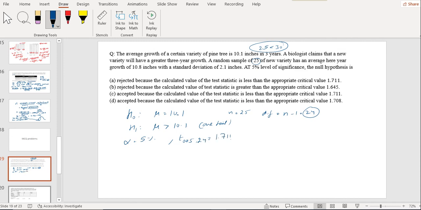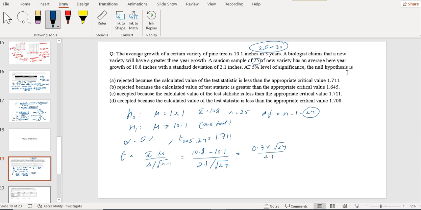Okay, so now we calculated the t-test statistic. This is equal to x bar minus mu upon s upon square root of n minus 1. X bar is given as 10.8 and mu is given as 10.1. And the sample standard deviation is given here as 2.1, divided by square root of 24, and n minus 1. So it is 0.7 into square root of 24 upon 2.1.